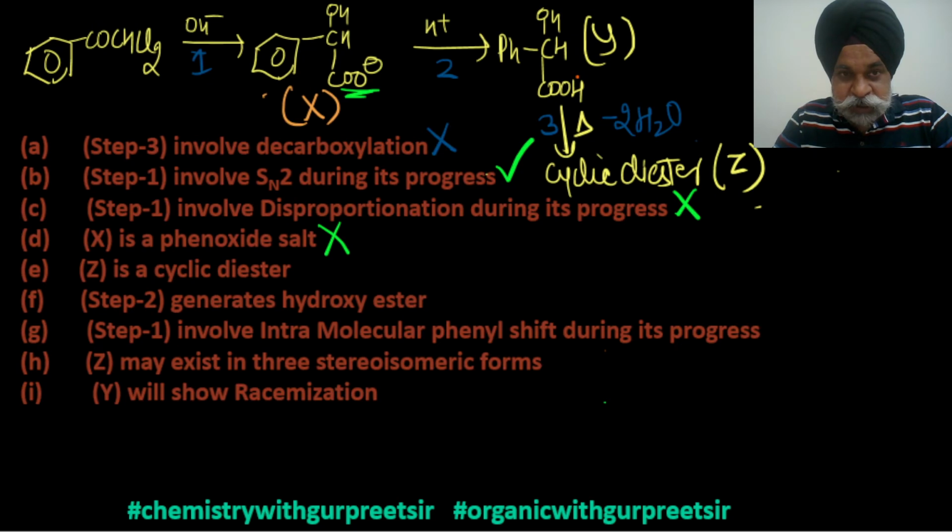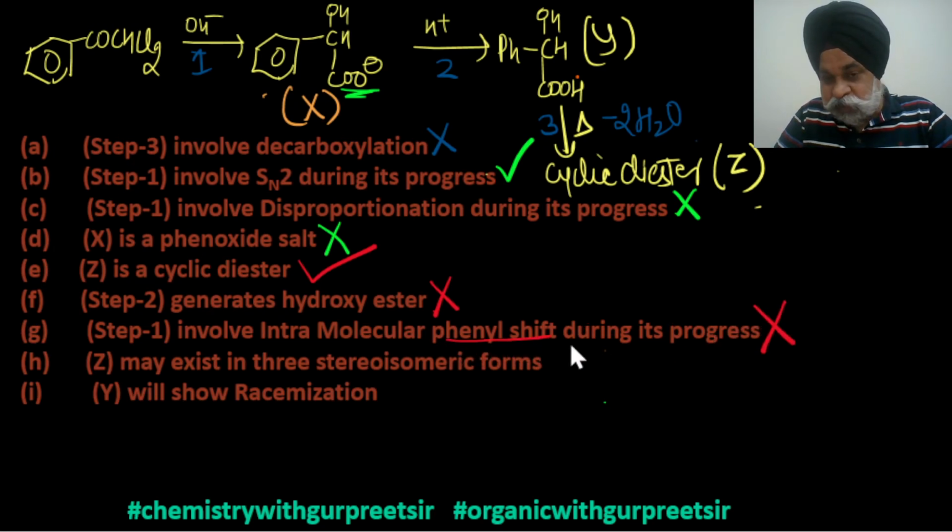Now coming to the next statement. As I said, the question seems easy, but it is quite engaging. Z is a cyclic diester. This is perfectly right. Step 2 generates hydroxy acid. No, it is hydroxy ester. They said it generates hydroxy ester. This is a wrong statement. It is actually generating alpha hydroxy acid. Step 1 involves an intramolecular phenyl shift. No, it involved an intramolecular hydride shift during the Cannizzaro reaction.